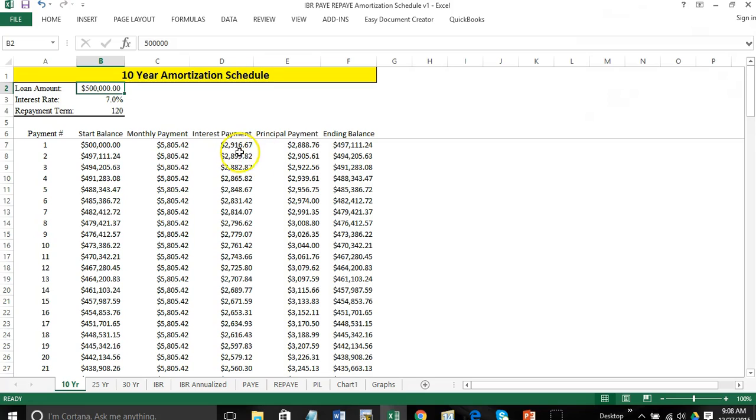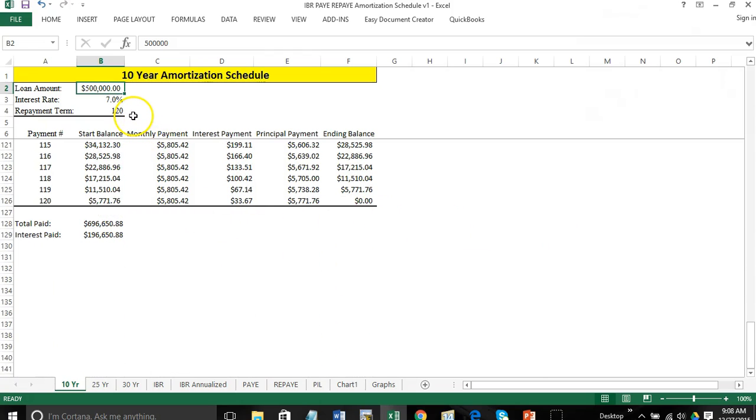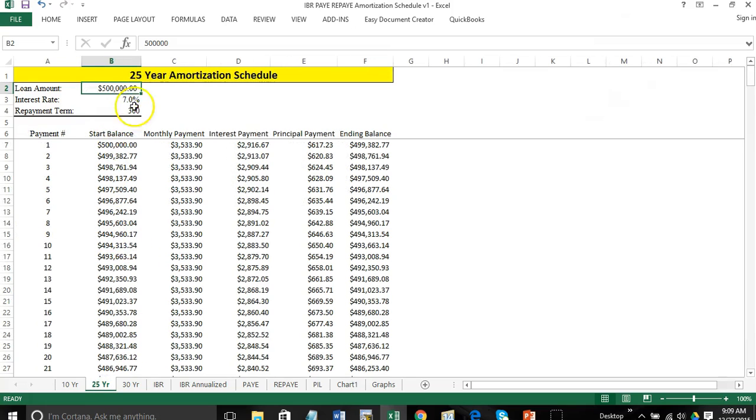Of that $5,800, about $2,900 goes to interest in that first payment, and another $2,900 in a principal payment. So after one payment, you have a balance remaining of about $497,000. Through the life of the loan, over the course of 10 years, you would have paid back a total of about $700,000, or about $197,000 of interest.